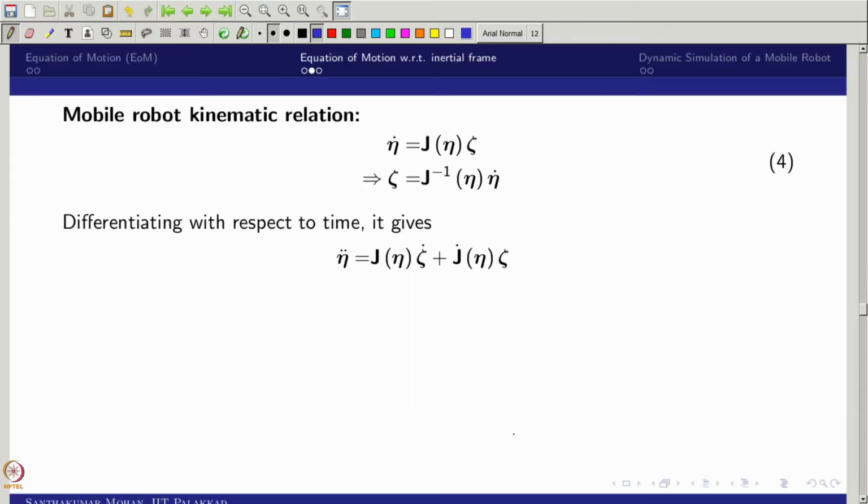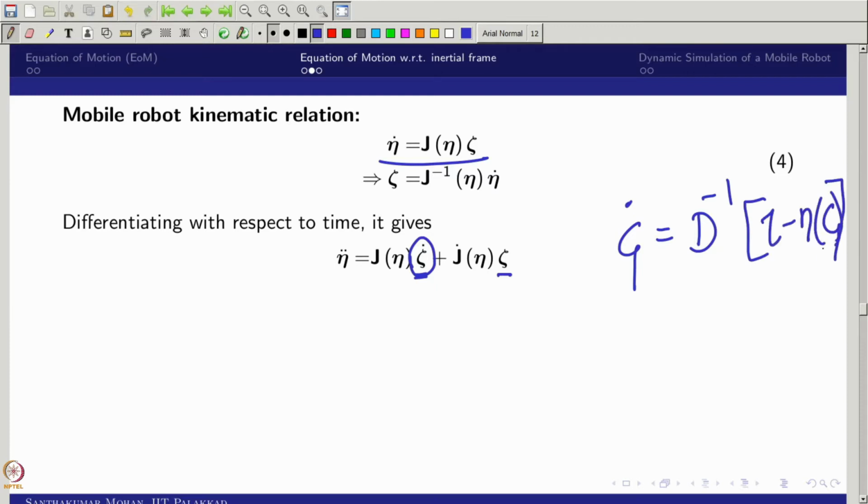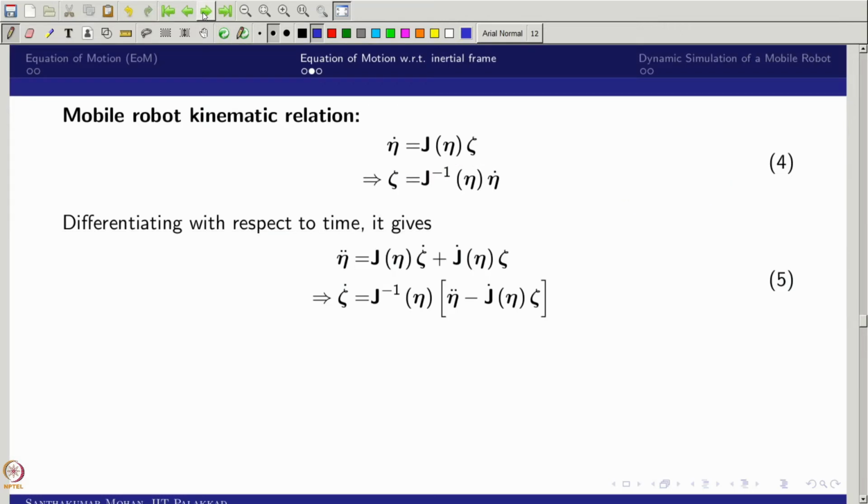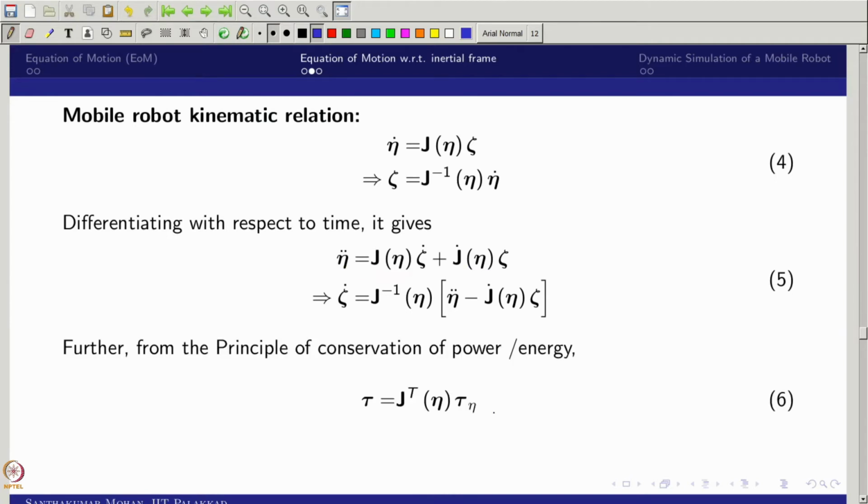Similarly, differentiating this with respect to time, I will get eta double dot. The eta double dot would be in the form of zeta dot and zeta, and you know zeta dot. Zeta dot I can write as D inverse of tau minus N of zeta, using the dynamic equation. Now I am writing zeta dot in this form, and I am going to substitute that in the general equation. So this is also obtained.